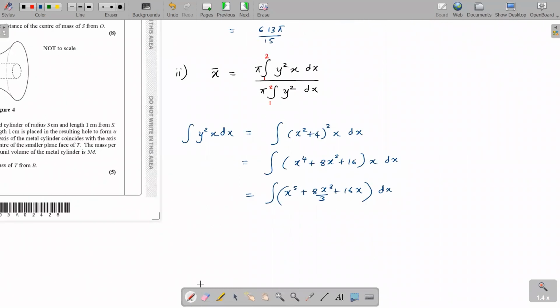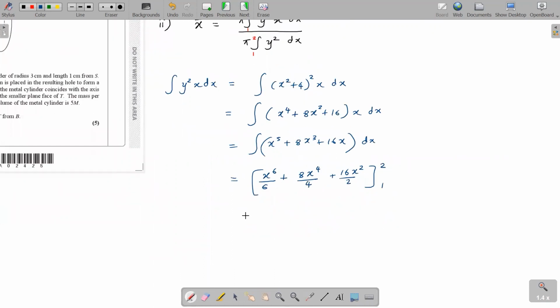Okay, so now it's time to integrate. Sorry, this is 8x cube. x to the power 4 into x is x to the power 5, 8x square times x is 8x cube, plus 16x. Okay, now we are going to integrate. When we integrate, x to the power 6 over 6 plus 8x to the power 4 over 4 plus 16x square over 2, and your limits are from 1 to 2.